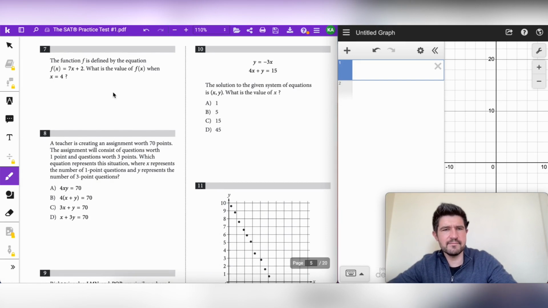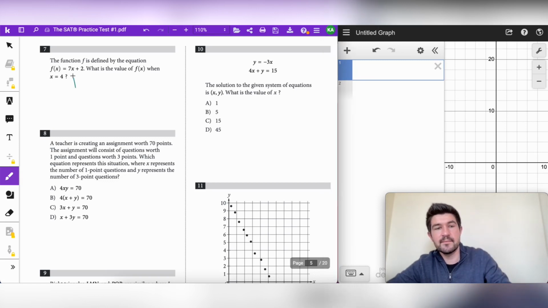Number 7, the function f is defined by this equation here. We want to know the value of f of x when x is 4. So if x is 4, that just means plug in 4 in place of x in the function, which gives you 28 plus 2, because 7 times 4 is 28, and that'll be 30. That's our final answer.